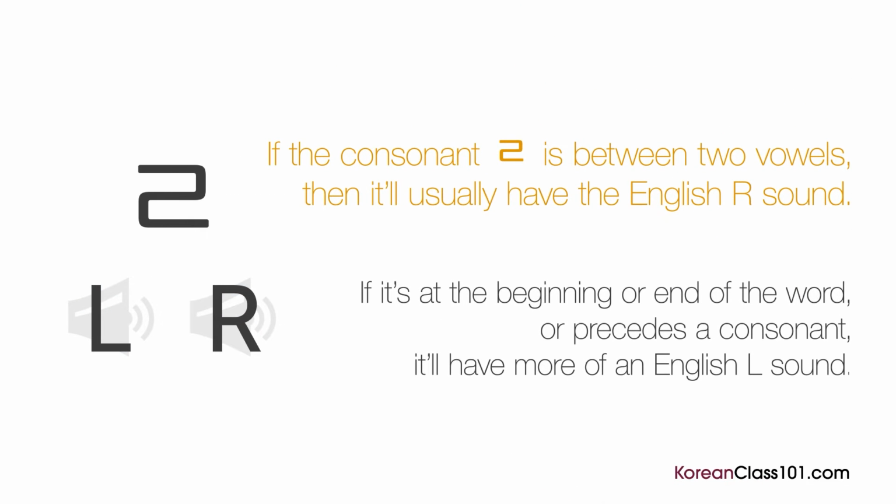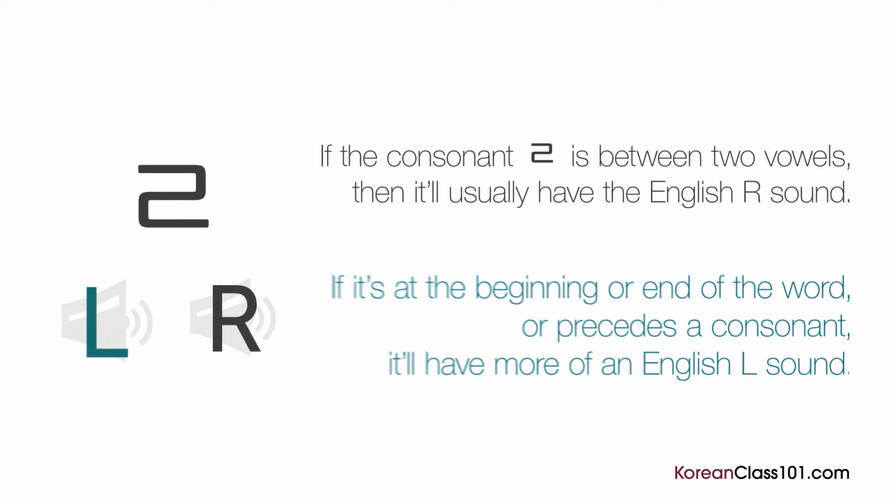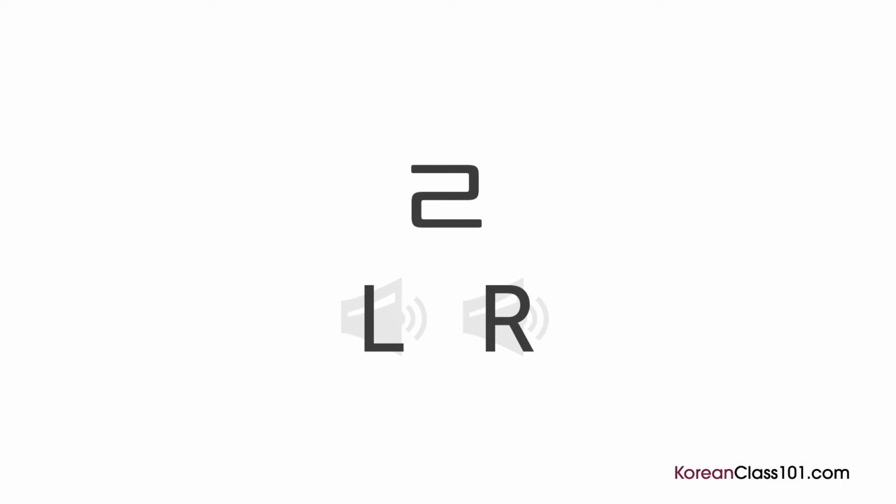If the consonant 리을 is between 2 vowels, then it will usually have the English R sound. However, if it is at the beginning or end of the word or precedes a consonant, it'll have more of an English L sound. Let's break it down with some examples so you can clearly hear how to pronounce the consonant 리을.